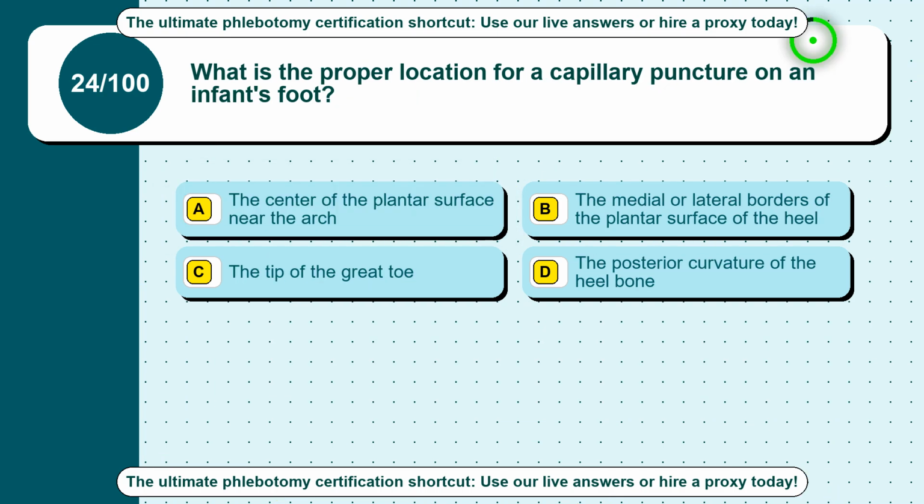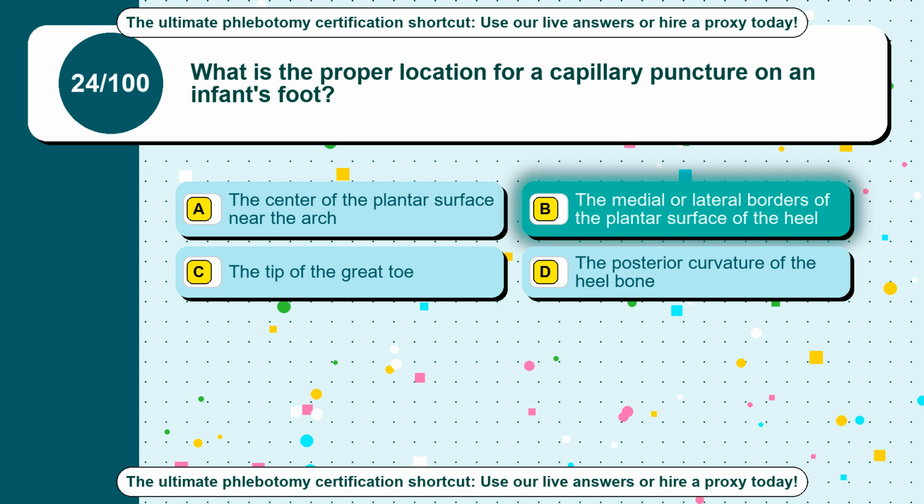Question 24. What is the proper location for a capillary puncture on an infant's foot? Option A. The center of the plantar surface near the arch. Option B. The medial or lateral borders of the plantar surface of the heel. Option C. The tip of the great toe. Option D. The posterior curvature of the heel bone. The correct answer is option B.